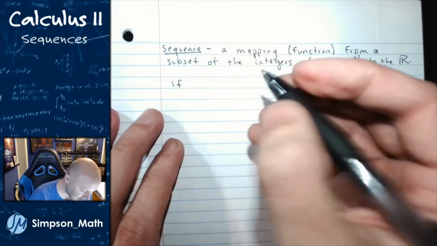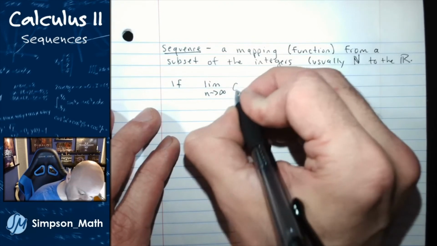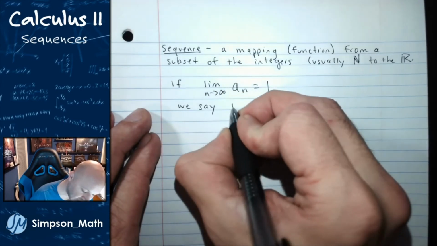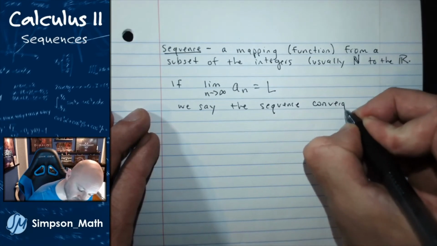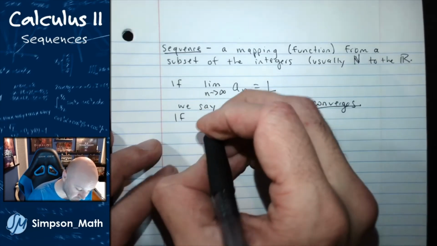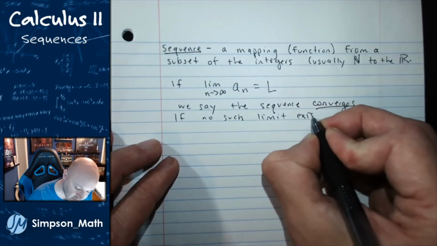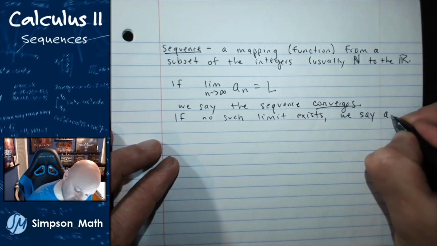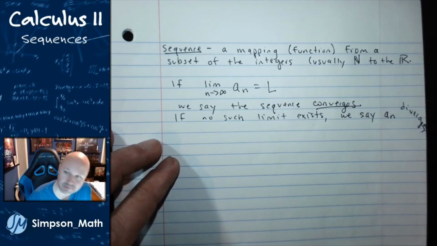I'm saying this again. I don't know why. I'm just going to put it one more time. If the limit as n approaches infinity of a sequence equals L, a number, we say the sequence converges. I think this is already in your notes, but I'm saying it again. If no such limit exists, we call that divergent. We say a sub n diverges. Bad note taking.